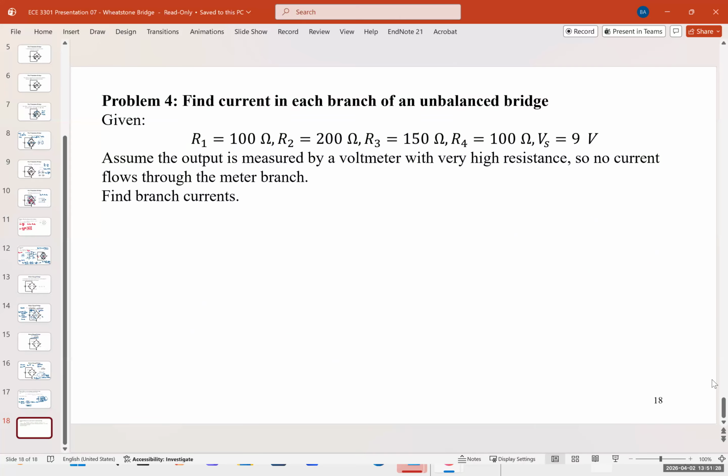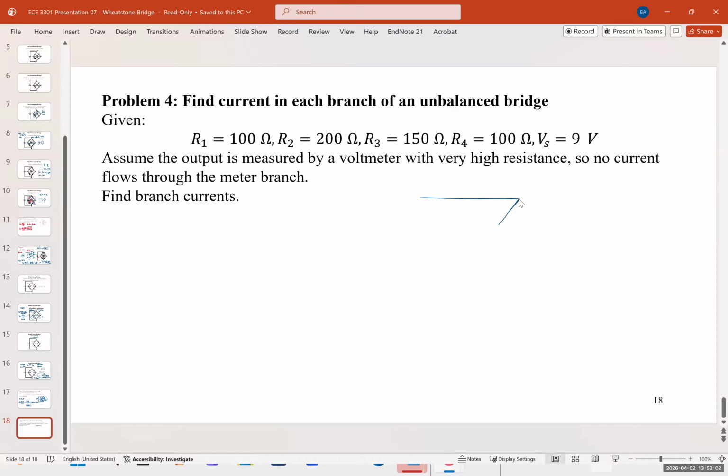Divider, yeah. Now, find the current in each branch of an unbalanced bridge. Given R1 is 100, R2 is 200, R3 is 150, and R4 is 100, and VS is 9 volts. Assume the output is measured by a voltmeter with a very high resistance, so no current flows through the meter branch, and we want to find the branch current as well.